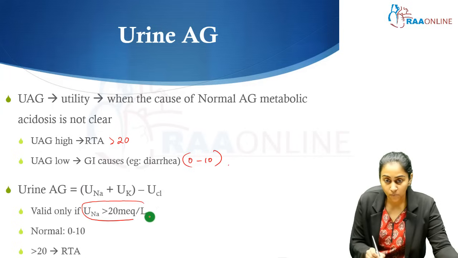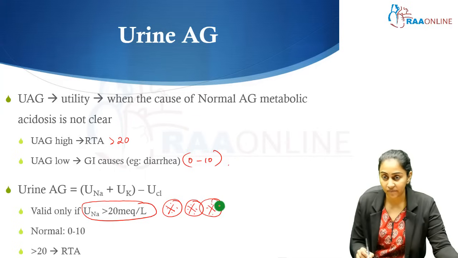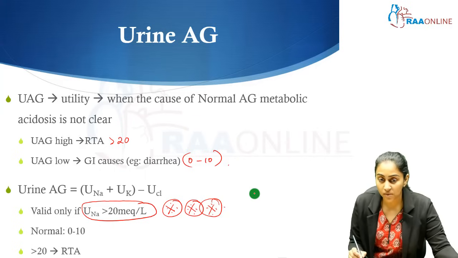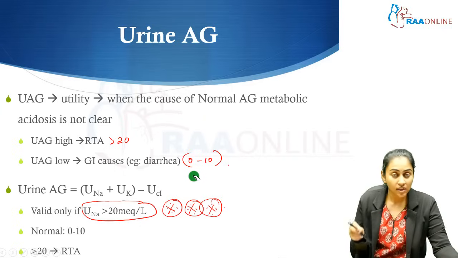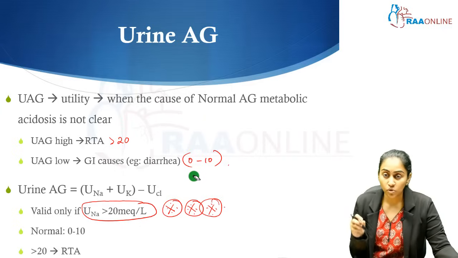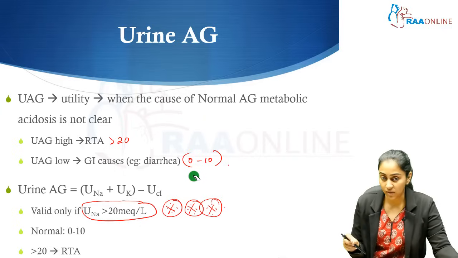One very important detail as far as the urine anion gap is concerned is that this is valid only if the urine sodium is above 20. If the urine spot sodium is below 20, then the urine anion gap measurement is not valid. So, for you to start calculating urine anion gap, the most important prerequisite is that the urine sodium should be at least 20 milliequivalent per liter.